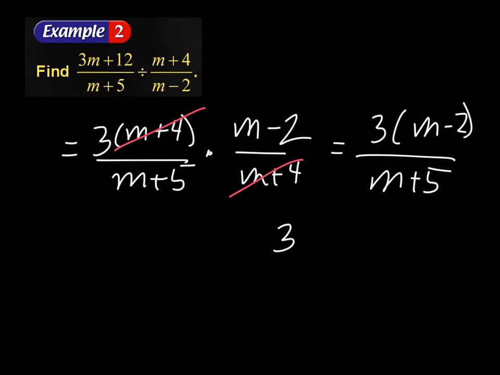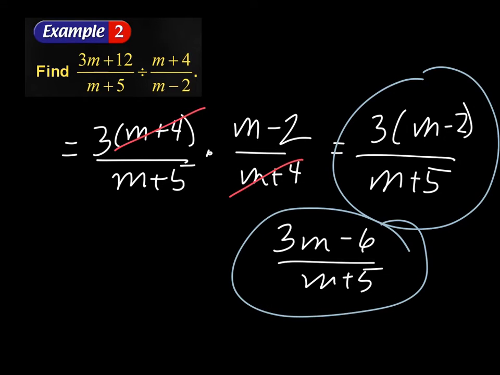And once again, the book went ahead and distributed that 3 through in my answer. But you know what? They are equivalent solutions. I think the first one is fine.